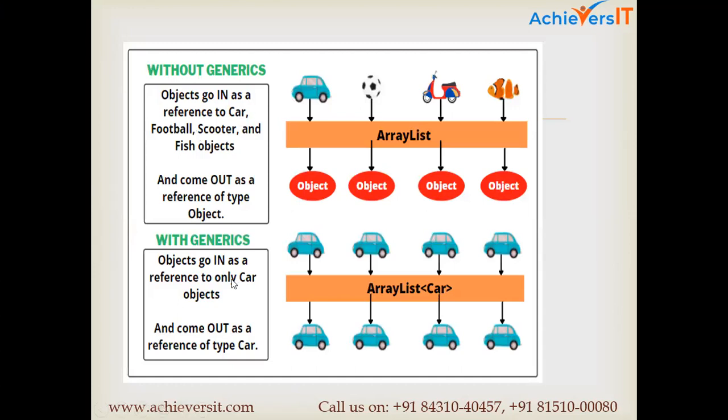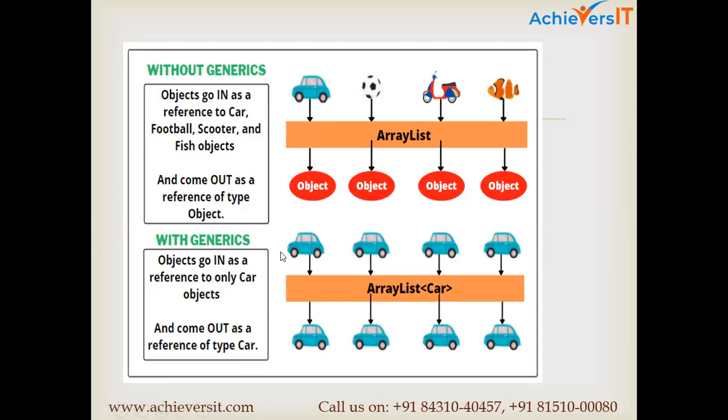One more thing, this is the comparison for generics. See how it was before, without generics. We had objects going in as references to car, football, scooter, fish. You can see here it is all considered a collection of objects, but of different types. The output also comes out as a reference of type object, but they are different objects here. So it is difficult to see which object it actually referred to.